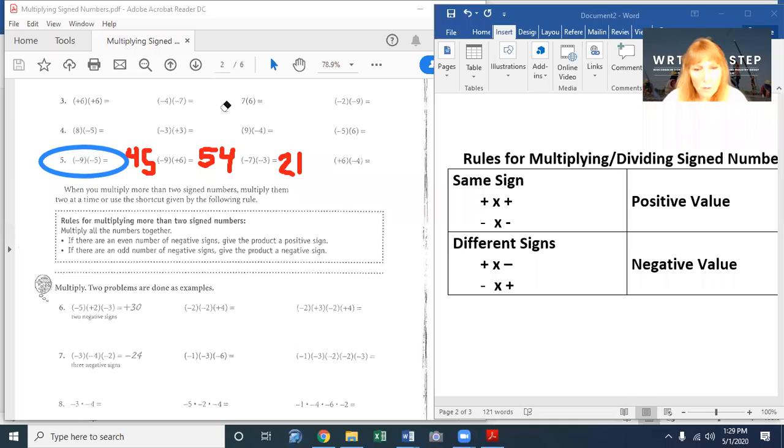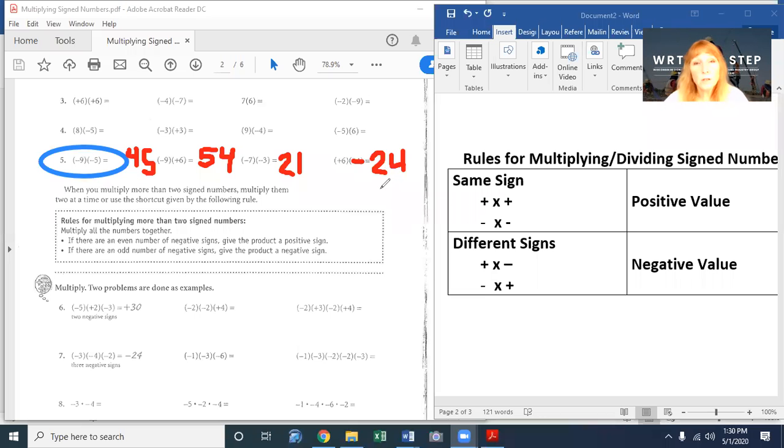Last one on this row, +6 times -4. Different signs, yes. So the answer will be negative. 4 times 6 is 24. And then different signs means we have a negative sign.